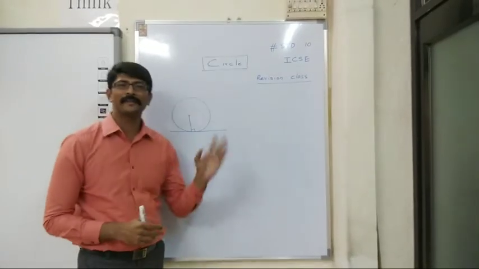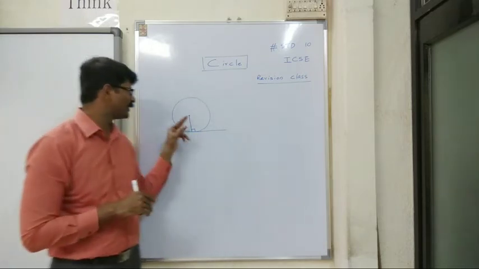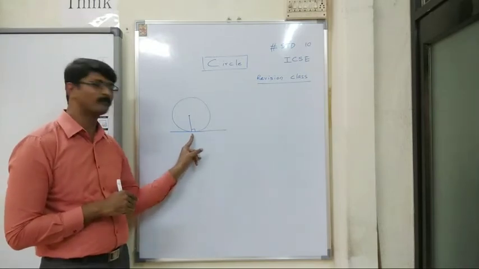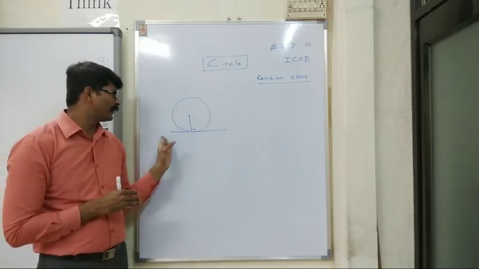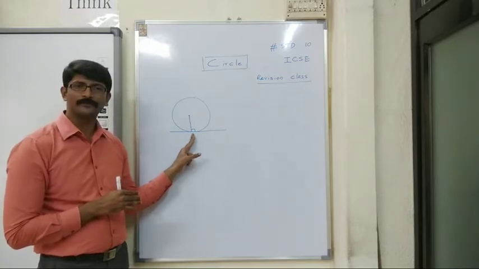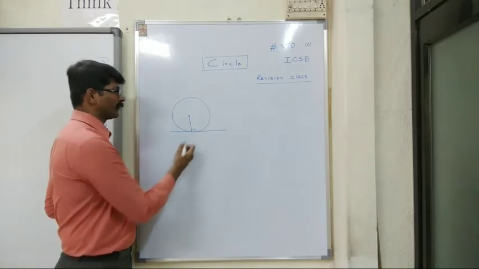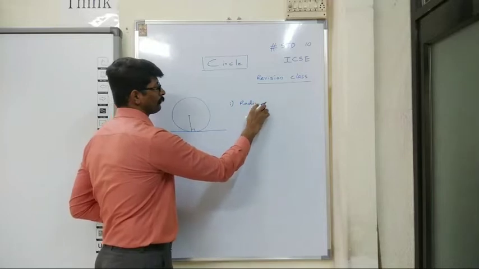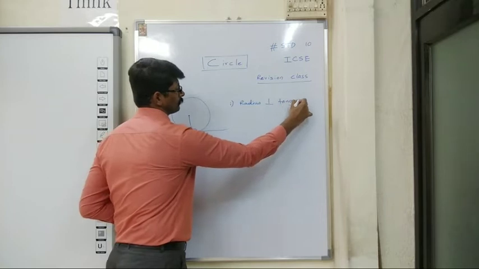So anyway, what is a radius? A radius is a line segment joining the center to the circumference. And what is a tangent? A line which touches the circle at exactly one point is called a tangent. And if the circle and the tangent have one common point, then that is called the point of contact. So the radius and tangent are always perpendicular at the point of contact. So what is the first property? The radius is perpendicular to the tangent.